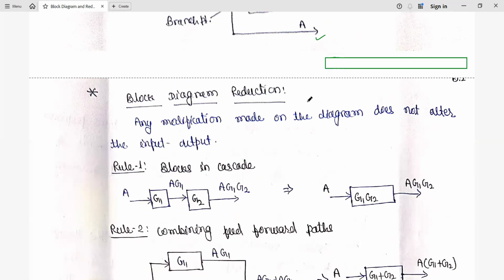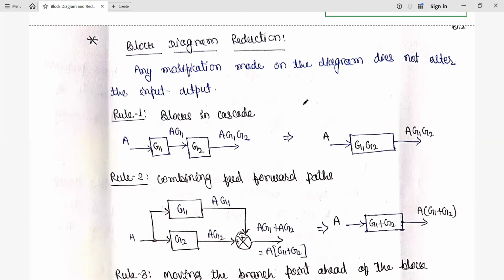Now it is very important to understand the block diagram reduction rules. Those rules are going to help us reduce the block. This type of question is very important; they always ask it. Any modification we make in the block doesn't affect the input and output, so our response will remain the same.